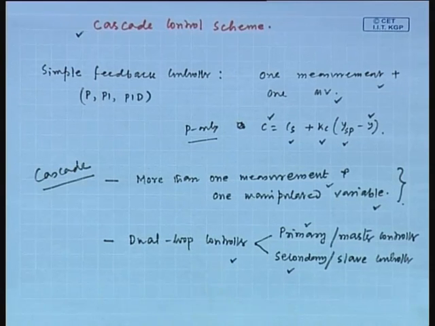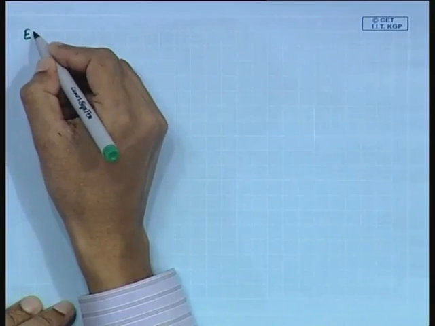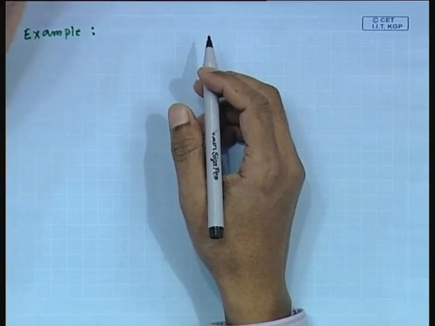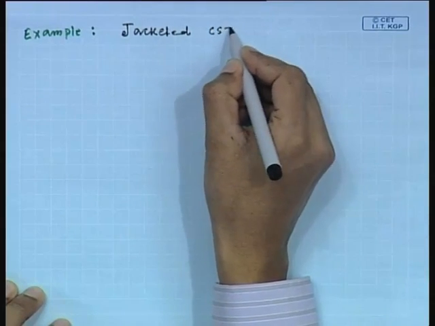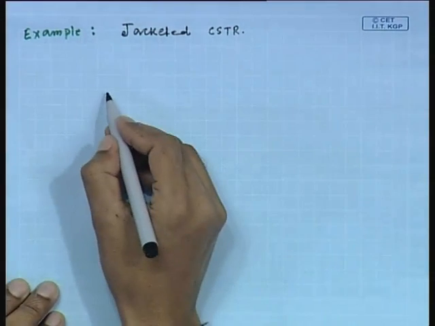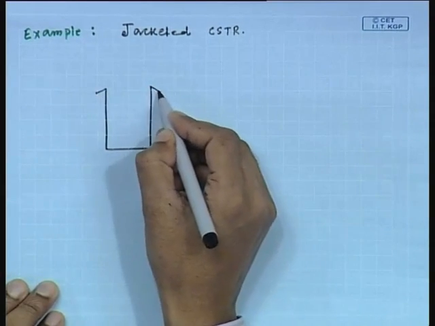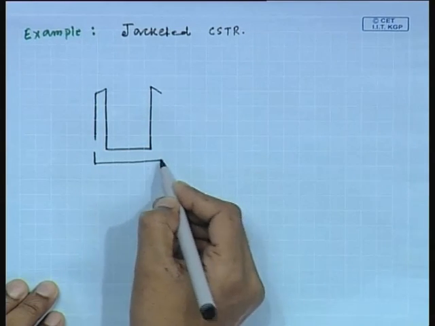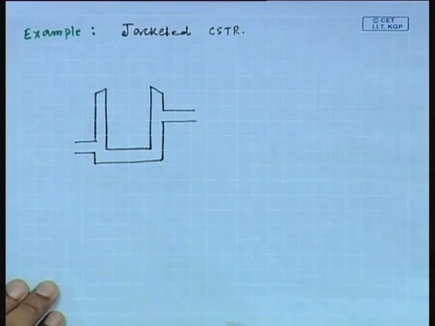Now, to discuss this cascade control scheme, we will take one example. We will consider the example of a jacketed CSTR. This is a schematic of a jacketed CSTR.